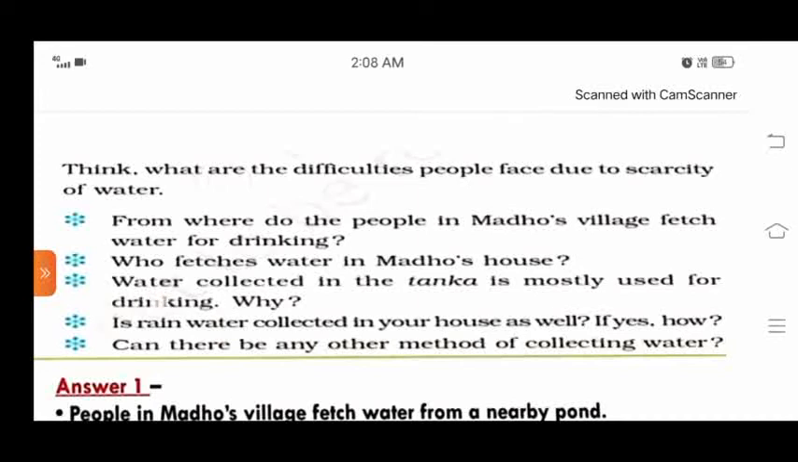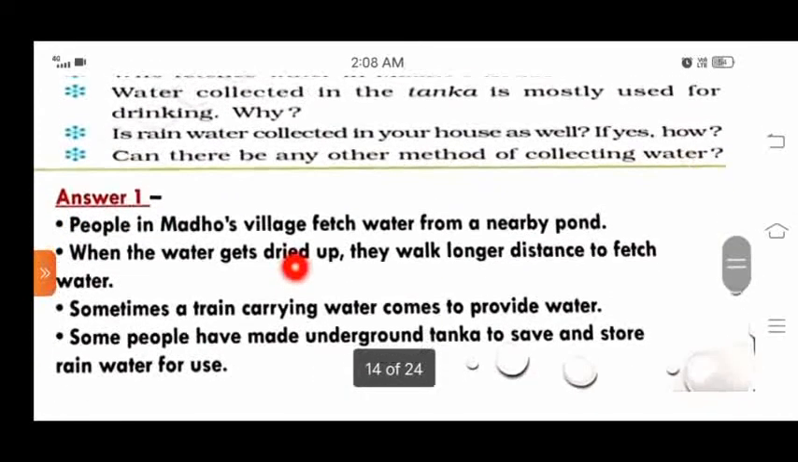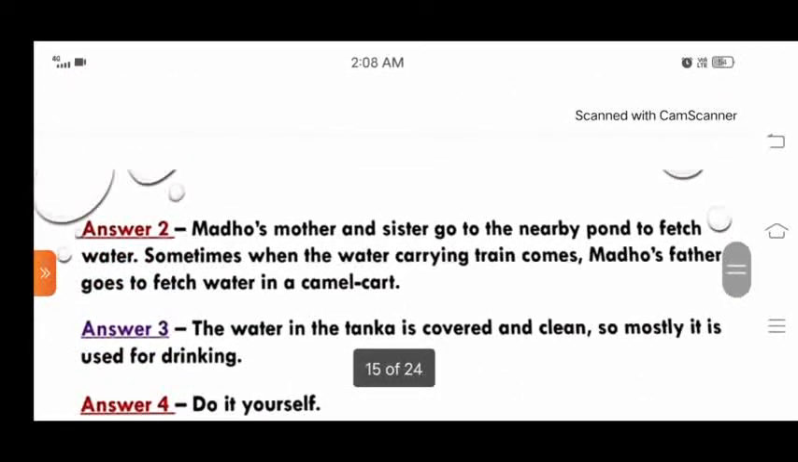Now this is the second question. Who fetches water in Madho's house? So this is answer number 2. Madho's mother and sister go to the nearby pond to fetch water. Sometimes when the water-carrying train comes, Madho's father goes to fetch water in a camel cart.